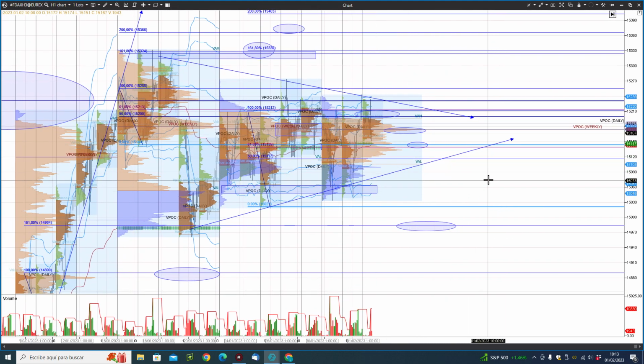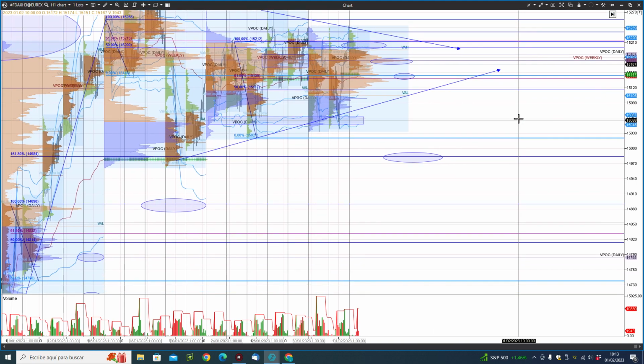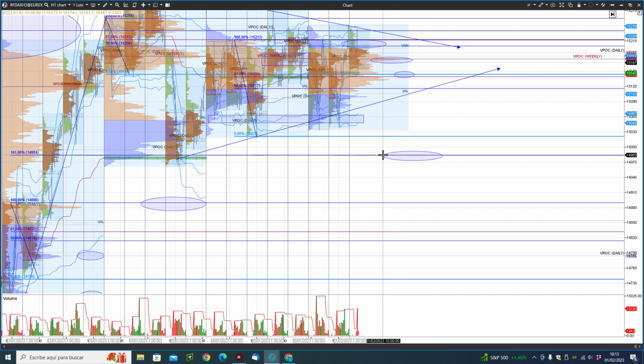If it's broken, the main targets, the upper target would be this price action zone 15,330, and at the lower part this final of VWAP at 14,976 and 77. Okay, that's all.